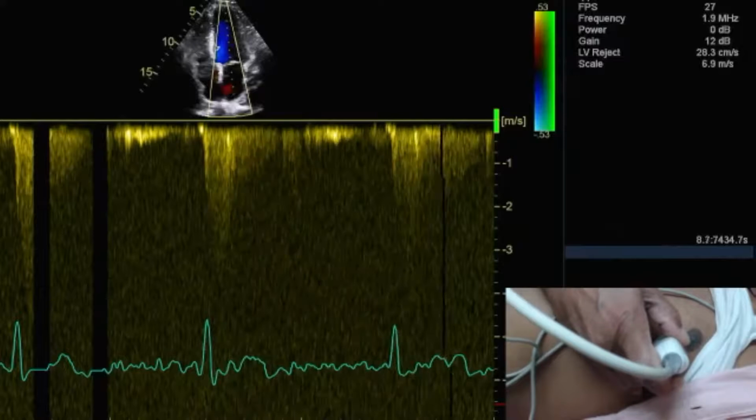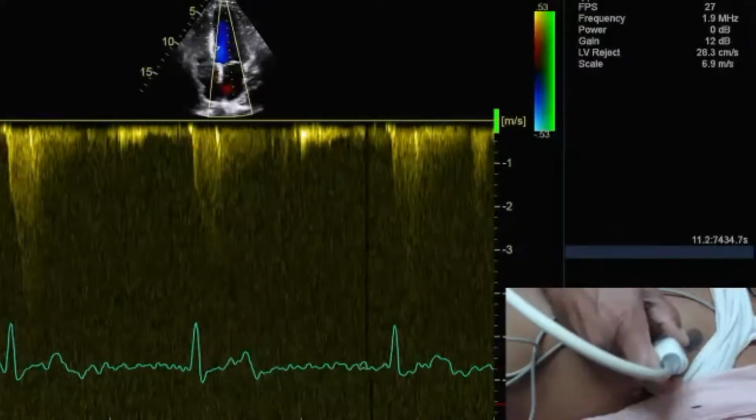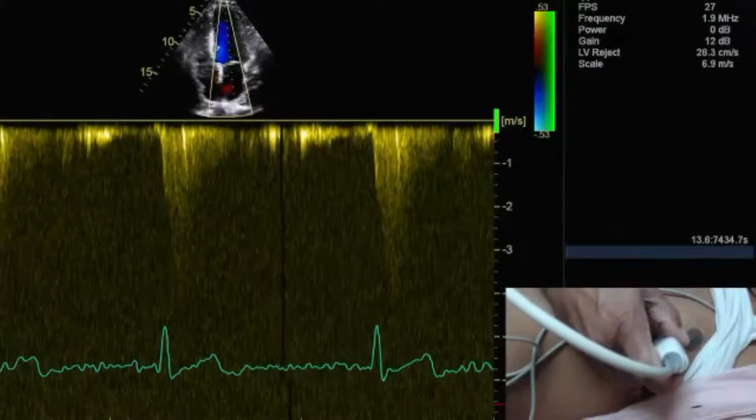Please mute your phones. And if you can't mute your phones, please log out.